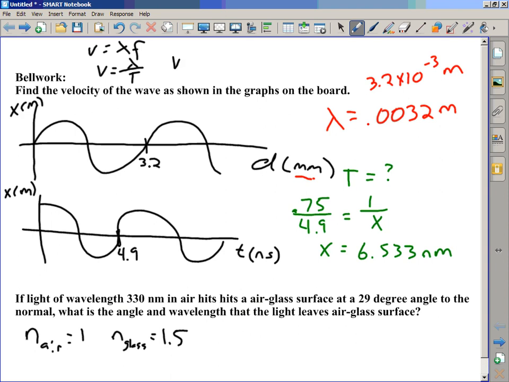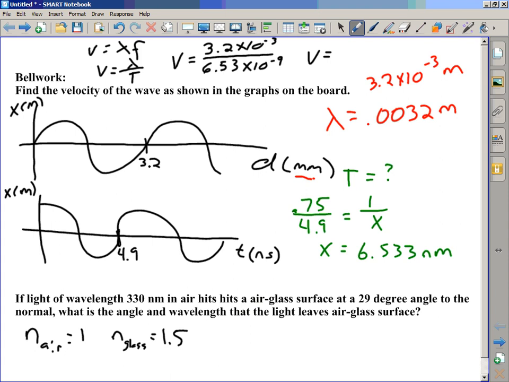So now V is going to equal 3.2, excuse me. Let's try that again. 3.2 times 10 to the negative third divided by 6.53 times 10 to the nano means what? Negative 9.